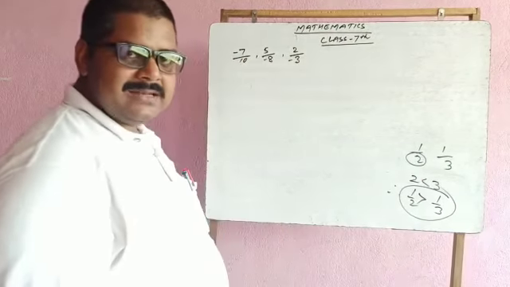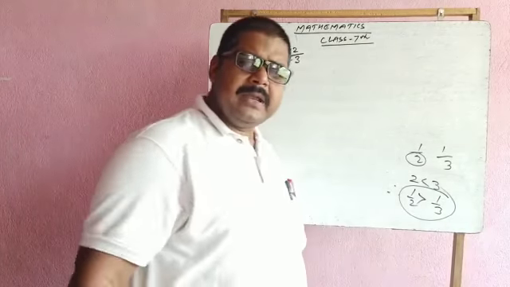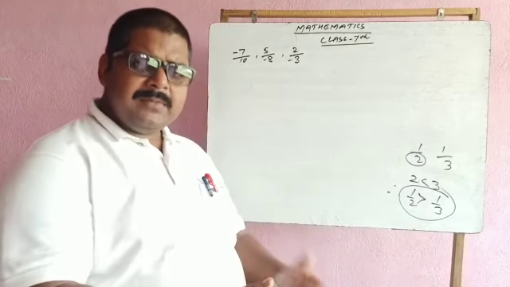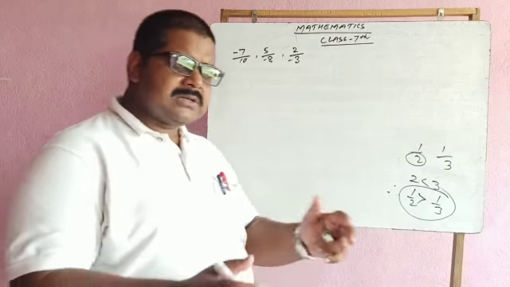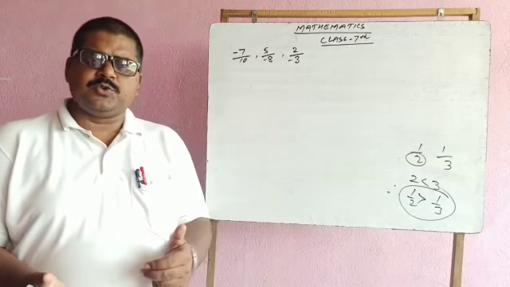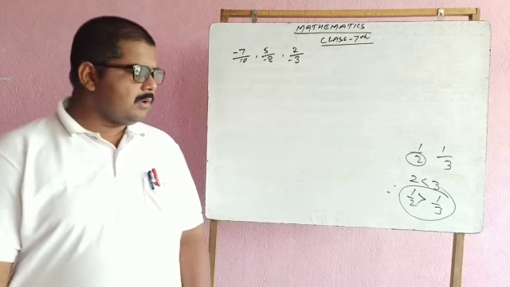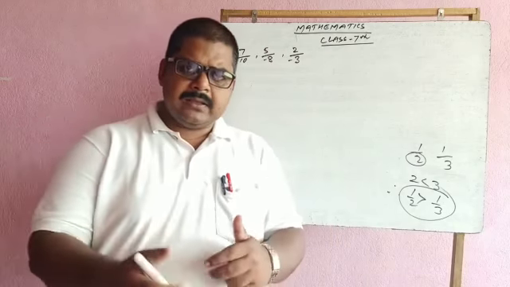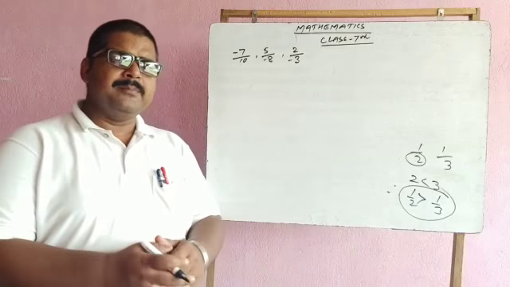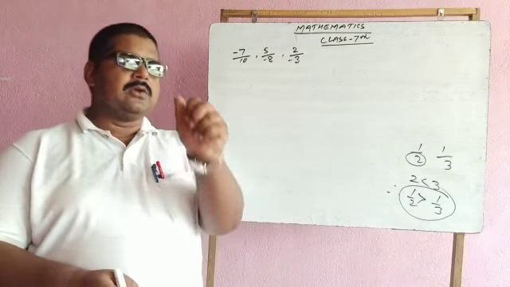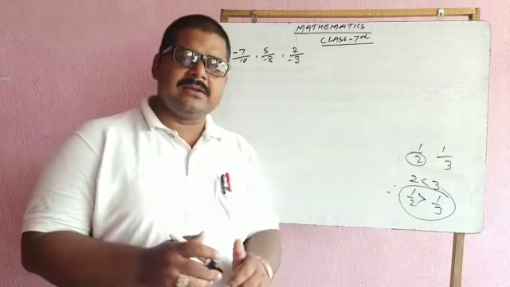The second way is that you make the denominators equal. Mostly, the questions I solve by making the denominators equal, so today I am going to discuss by making the denominators equal. You have to check the denominators.